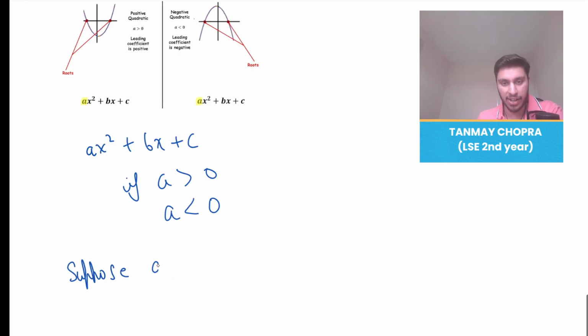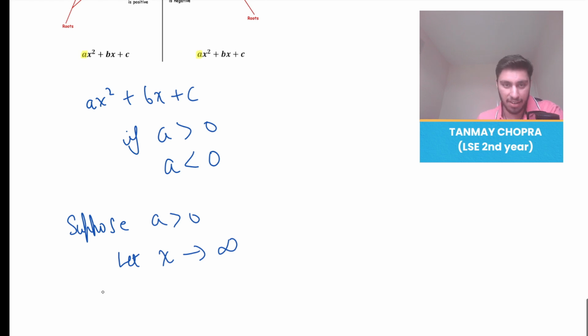Suppose a is greater than 0. Now, let's see how the expression reacts as x tends to infinity. Let x tend to infinity. Now, what will this expression evaluate to? So a times infinity squared, whatever that is, don't use this informal language in the exam, times b times infinity plus c.